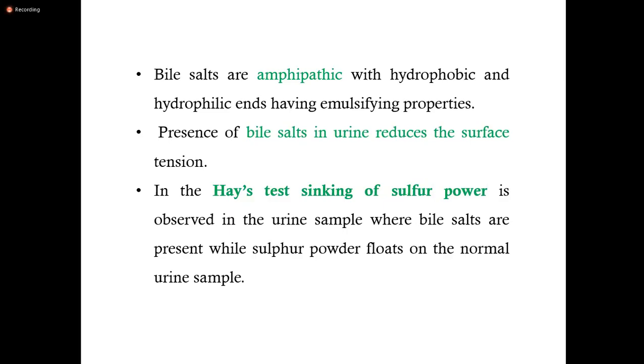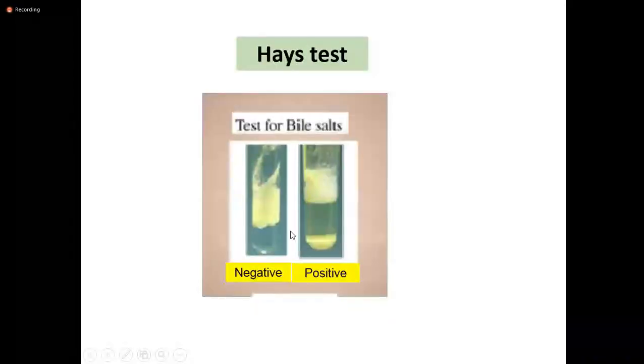So this bile salts reduce the surface tension of urine, and that causes what? When the Hay's test is done, sulfur powder is sprinkled over the urine sample. So when the bile salts are present in the urine sample, what happens? Because of the reduced surface tension, there is sinking of the sulfur powder into the bottom of the tube. Hope you can remember the practical. We have done that. And in a normal urine sample, it floats.